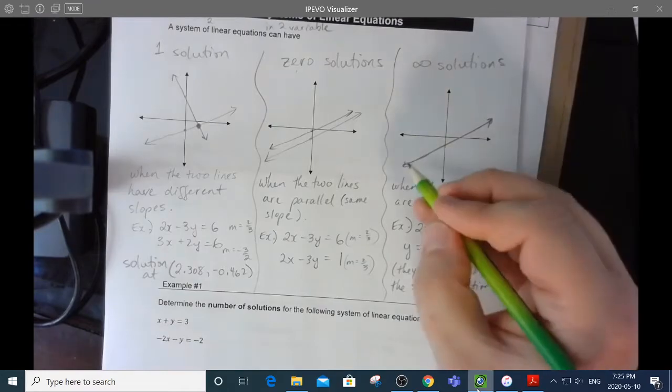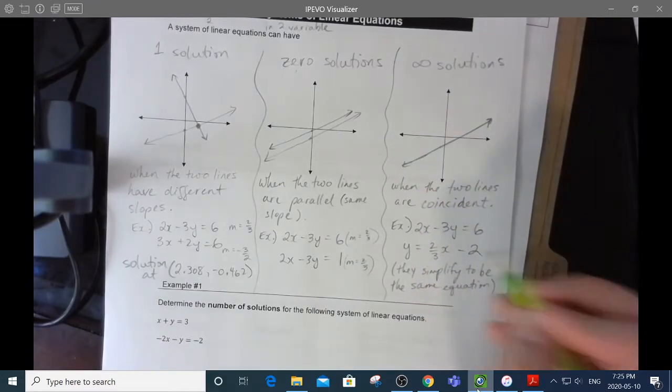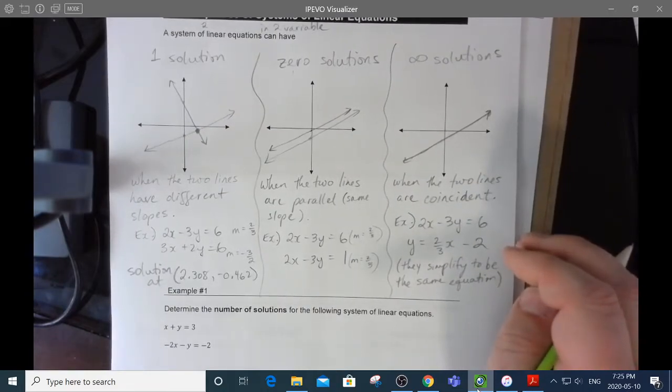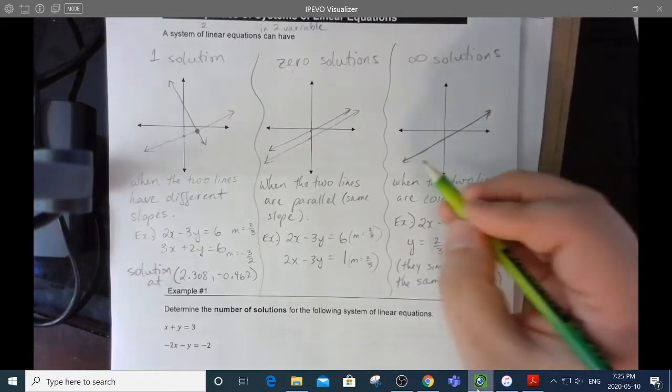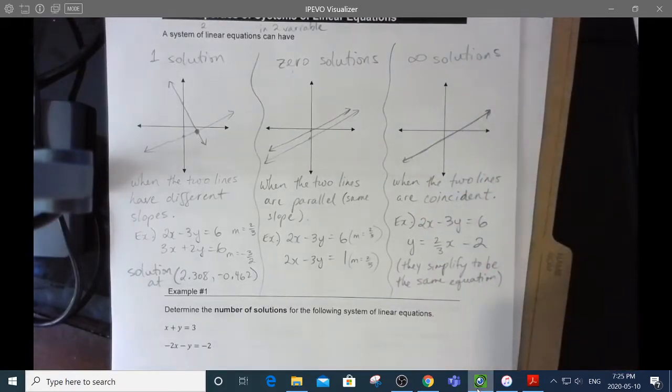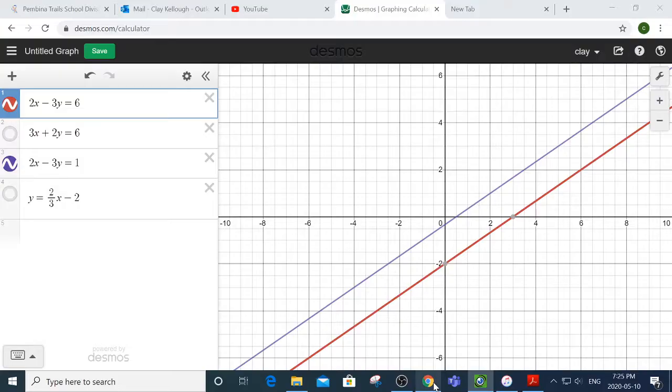So there's an infinite number of points that satisfy this equation and that equation. So you can kind of say there's infinite solutions to this system of equations because every single point on this line fits them both. They're all solutions. I know, most people go, that kind of is cheesy. I mean, really, it's the same equation twice. And Desmos understands that very well.